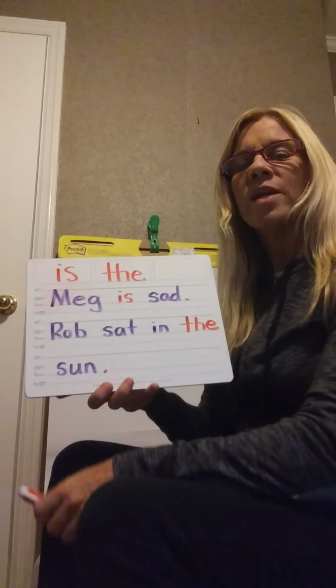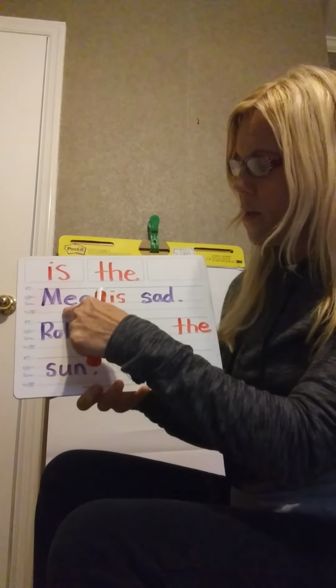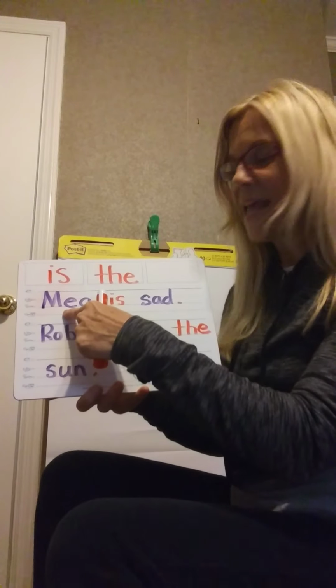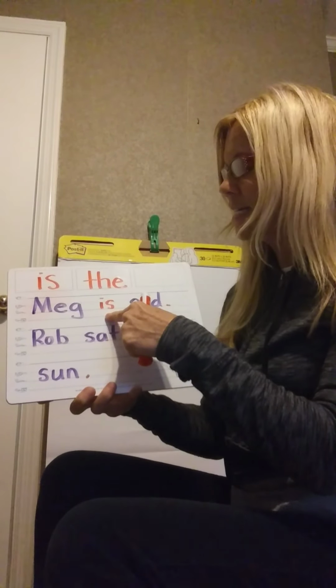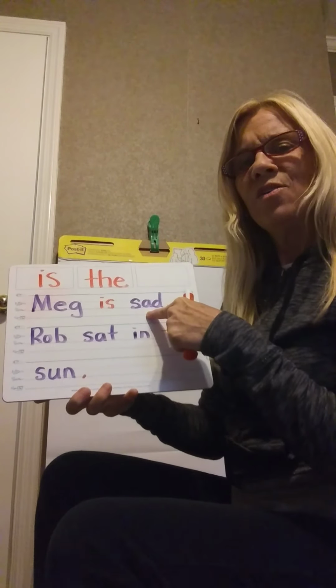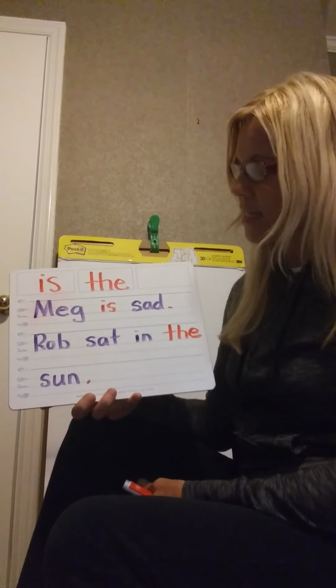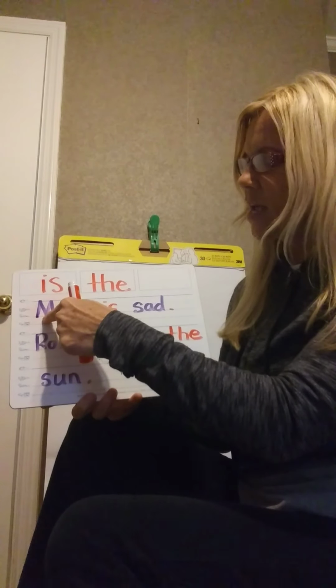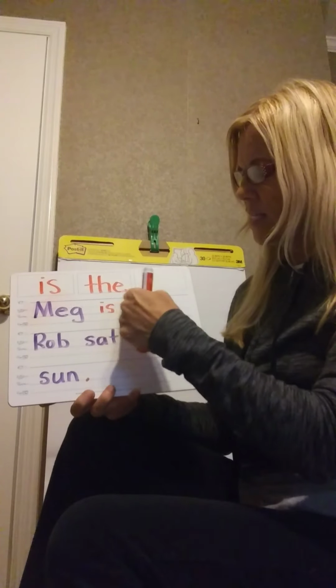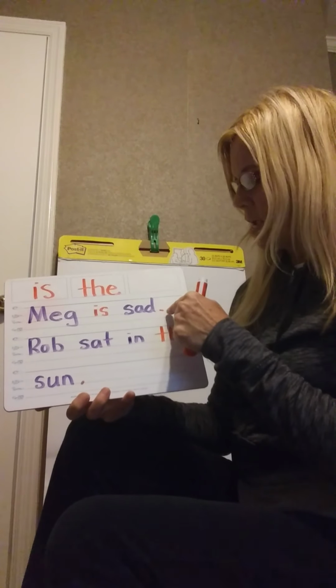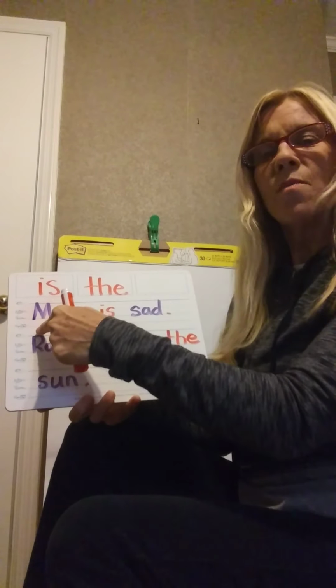This one we're going to read together. Are you ready? Meg, that's somebody's name, is sad. What do we notice about that sentence? It has an uppercase letter. It has spaces in it. There's a period at the end. Look at the word Meg.